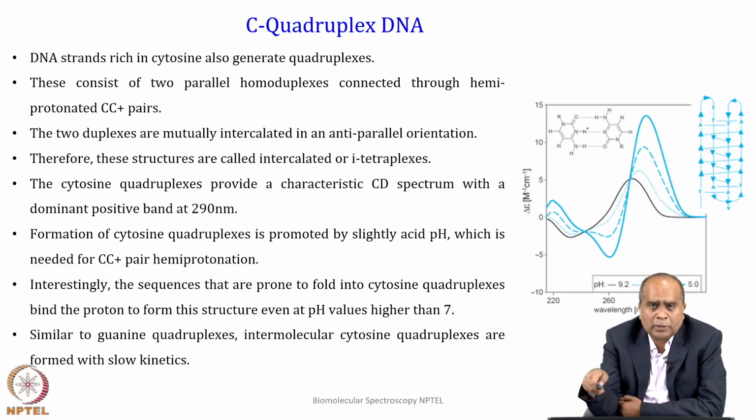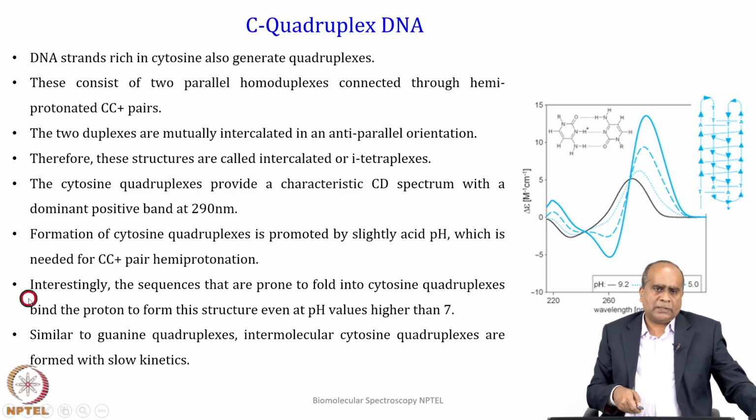Now, another quadruplex is the C quadruplex, made up of C. DNA strands rich in cytosine can generate C quadruplexes, and these consist of two parallel homoduplexes, and then you have the protonated ones, because forming three bonds requires one protonated cytosine, and that is what happens. So, two duplexes mutually intercalate and form an anti-parallel orientation, right. Here you can see these are in anti-parallel orientation, and that is why it is called an intercalated or i-tetraplex. The C quadruplex is an intercalated quadruplex.